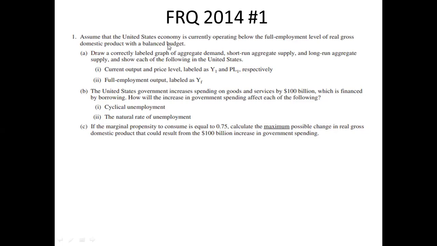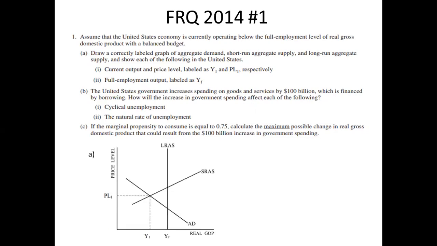That doesn't really mean much for right now. So the first thing it asks you to do: draw a correctly labeled graph of the aggregate demand, short run aggregate supply, long run aggregate supply, and then show each of the following: current output, price level, full employment. What you should do is draw a graph that looks like this. Pretty simple. Label your axes: price level, or just PL, and real GDP, or you can put GDPR.